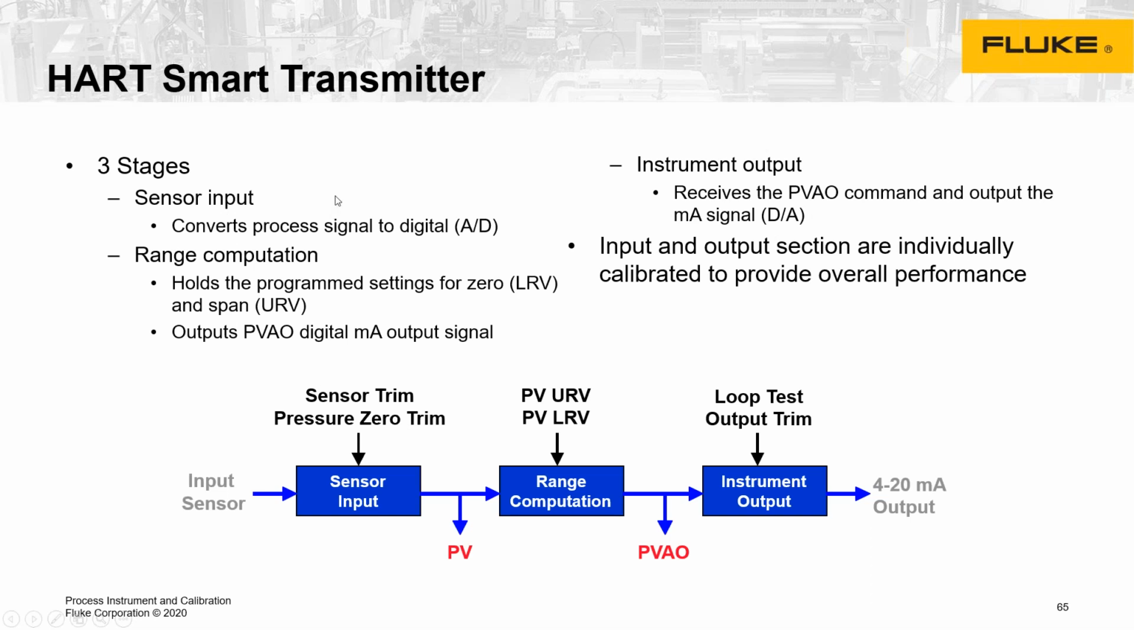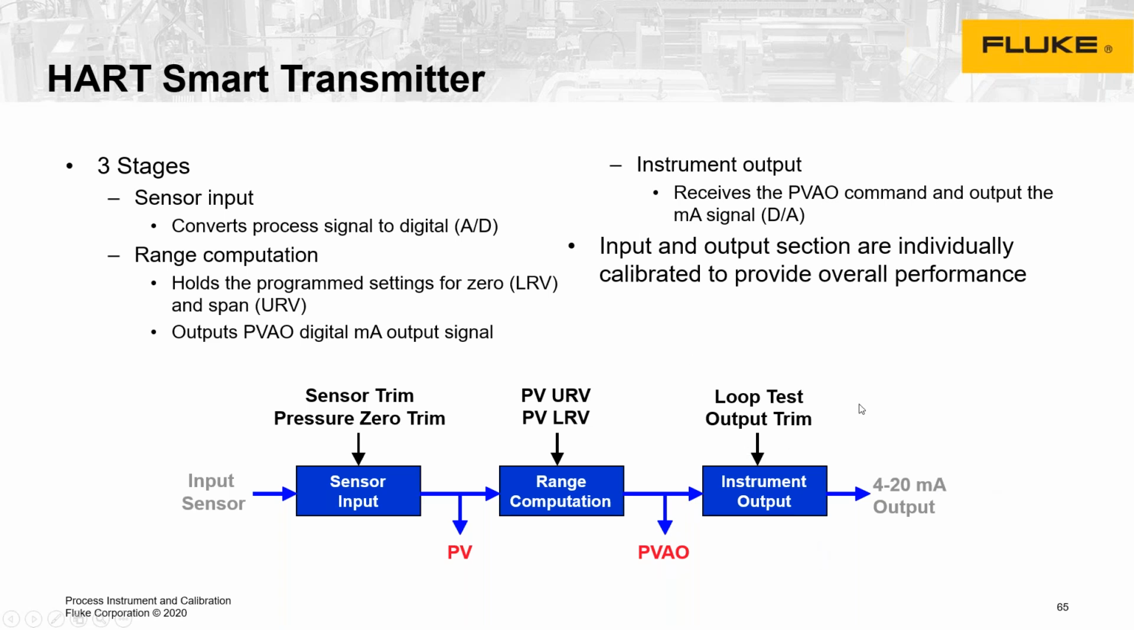So spending a little bit of extra time on the HART side of the device, here's a good example of the 3 different stages of a HART transmitter: from the sensor input, to the output of the digital primary variable, the range computation, to the output of the primary variable analog out, to the actual conversion to a 4 to 20 milliamp signal. This is the basic setup.